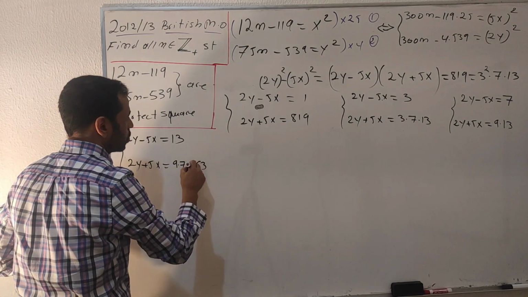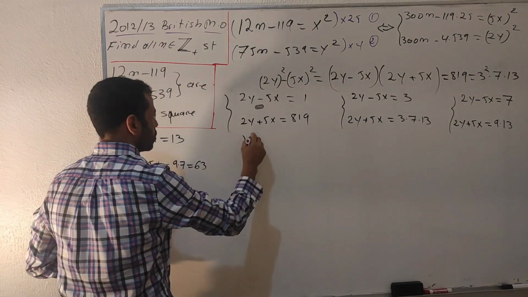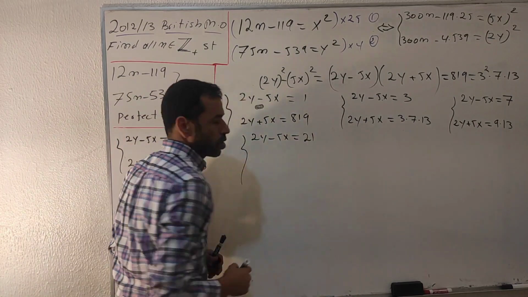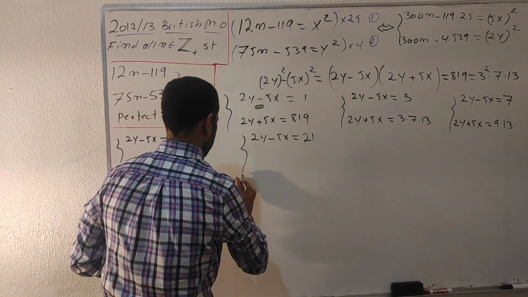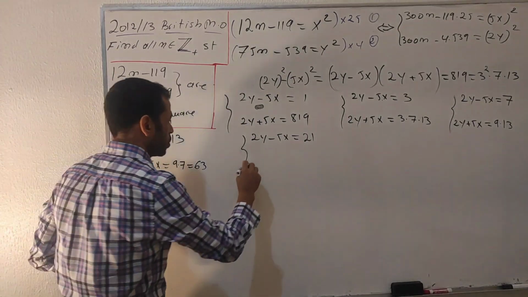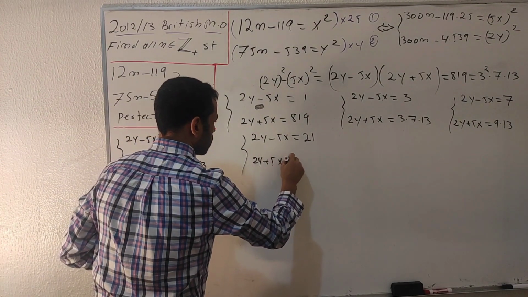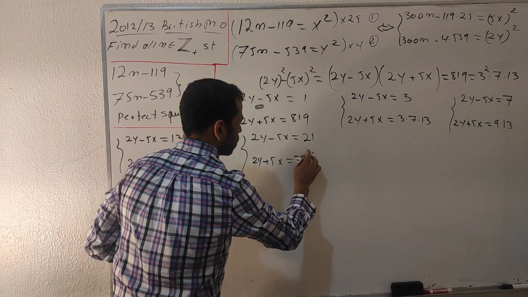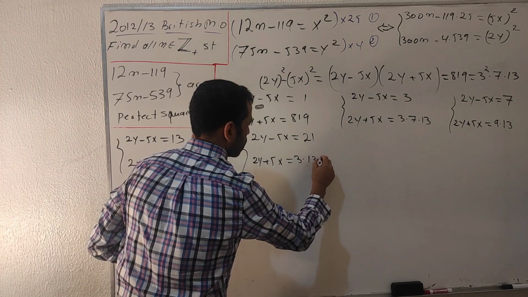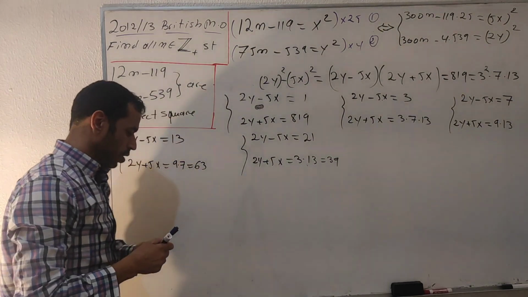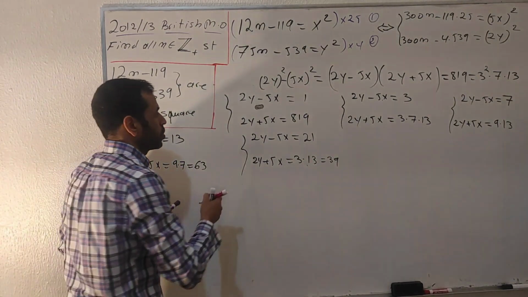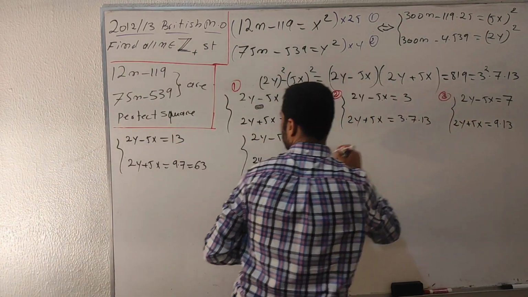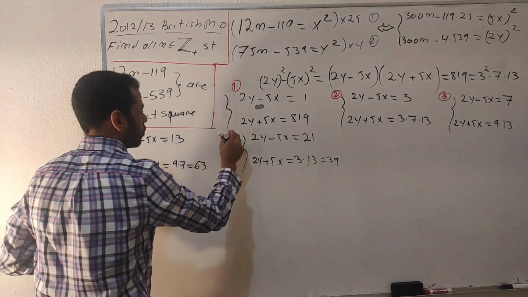Lastly, 2y minus 5x is going to take 21, because 3 multiplied by 7 is 21. The second factor is still bigger than the first, because 2y plus 5x is 3 multiplied by 13, which is 39. Now I'm going to name all of these equations: equation number 1, equation number 2, equation number 3, equation number 4, equation number 5.